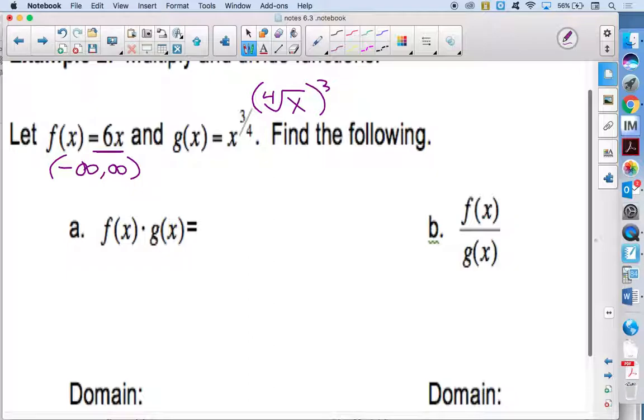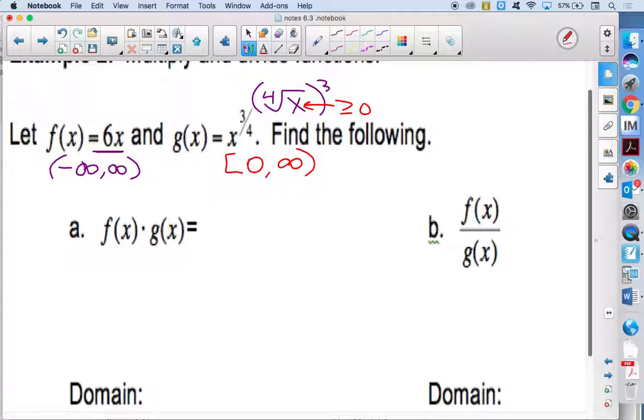It has to be greater than 4. No, or is it greater than 0? Has to be greater than 0. So any even root always has to be greater than or equal to 0. So whatever's underneath, if it's an even root, a 4th root, a 6th root, a 10th root, a square root, whatever's underneath there has to be greater than or equal to 0. So that means just like above, we would have from 0 to infinity.